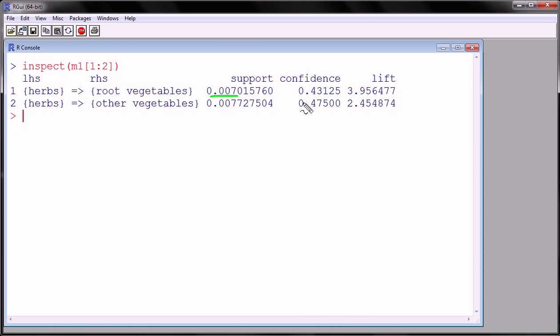So here's our arrow. This is a rule here. We finally got an association rule. It had a confidence of 43%, and it had a lift of 3.95. A lift is simply the confidence over the support of Y.